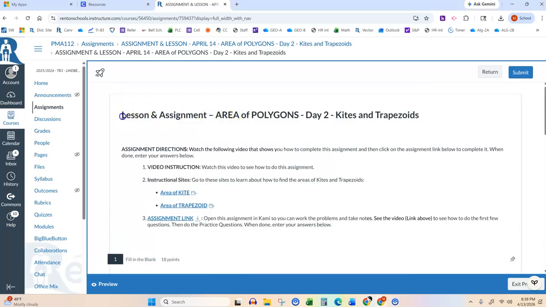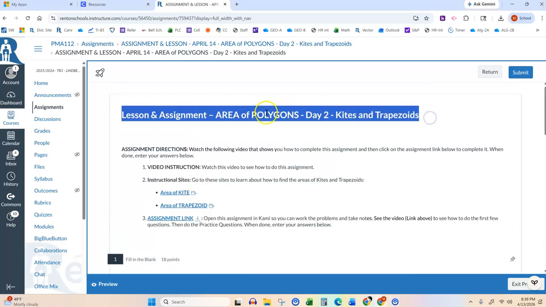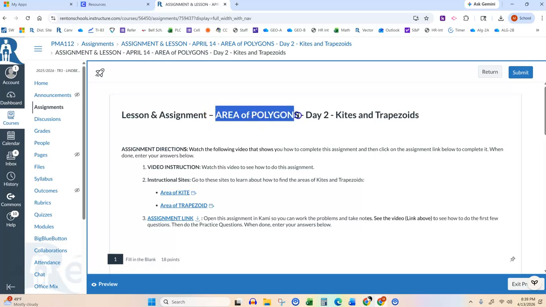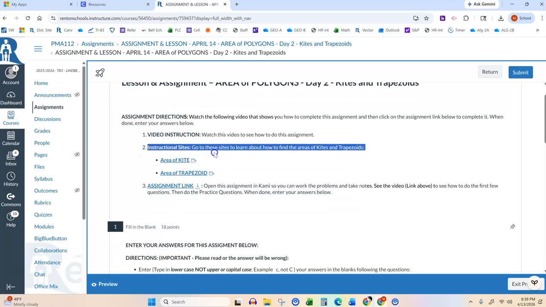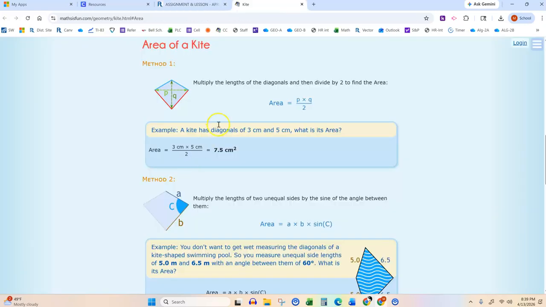Okay, today we are doing this assignment here, the area of polygons, day 2, and it's day 2 because we're going to be finding the area of kites and trapezoids, okay? So you're watching the video right now, and we're going to go ahead and use these two sites to find the formulas to find the area of the kite and the trapezoid. Let's start with the kite, so we click on that.